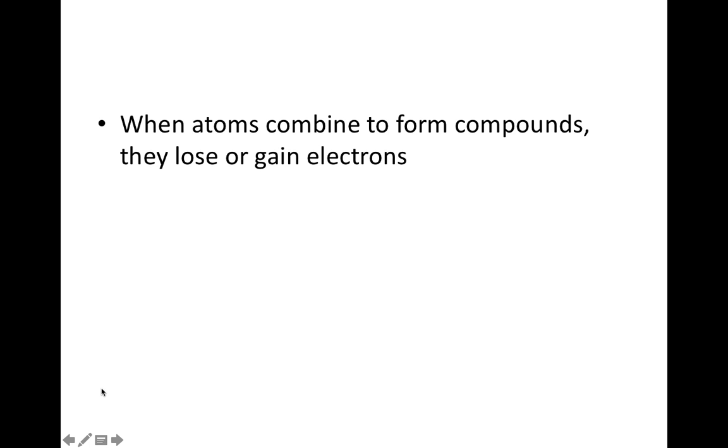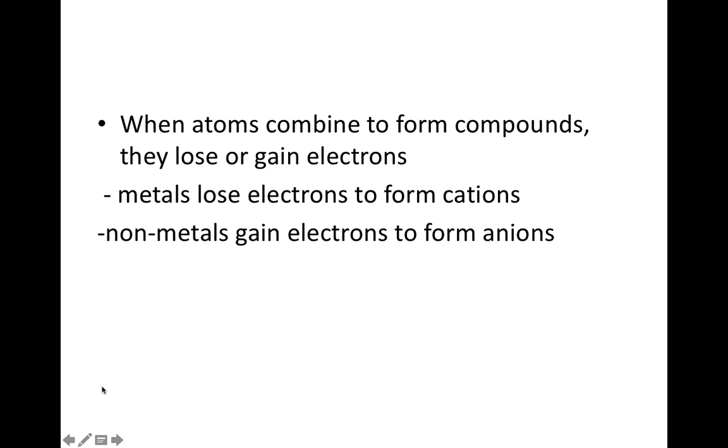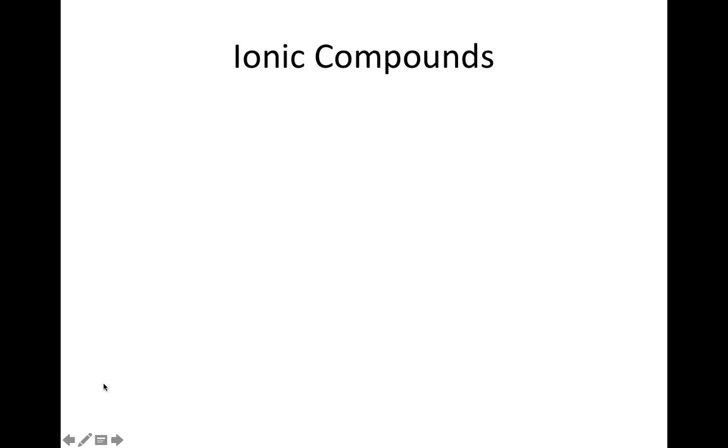When atoms combine to form compounds, they gain or lose electrons. Metals lose electrons to nonmetals and form what are called cations. Nonmetals gain electrons from metals to form anions. Some atoms can share electrons, and we'll talk more about that later.